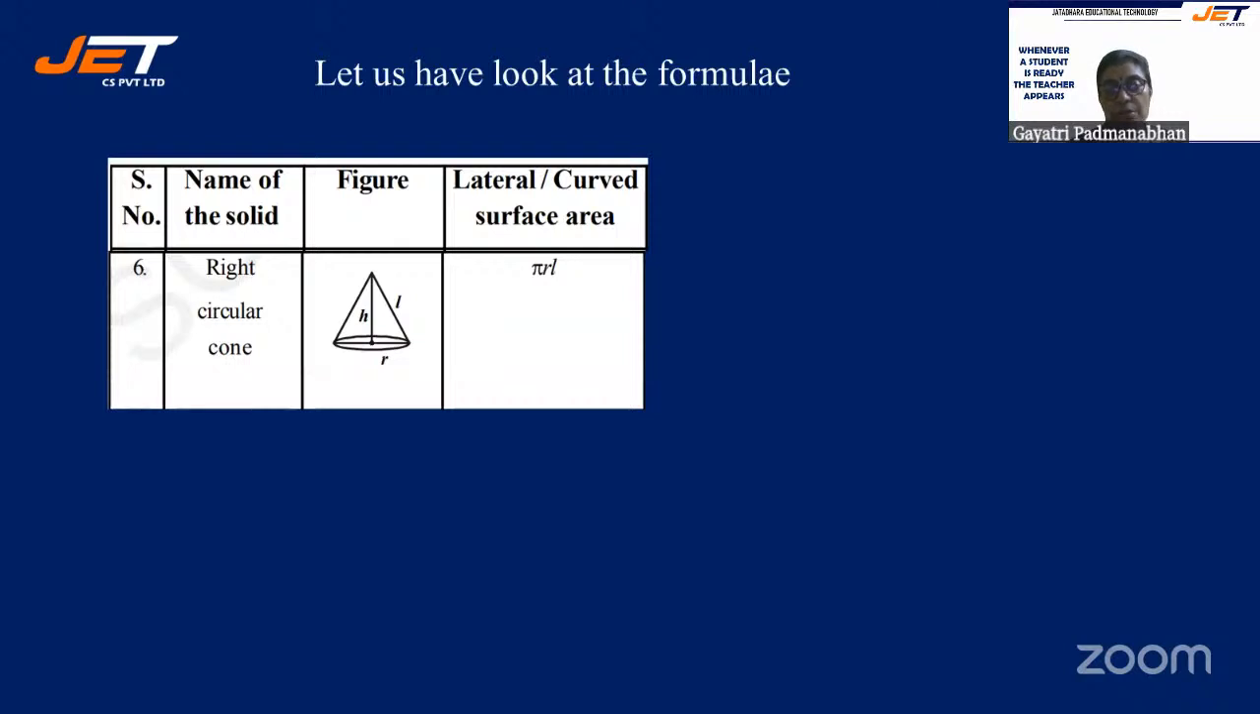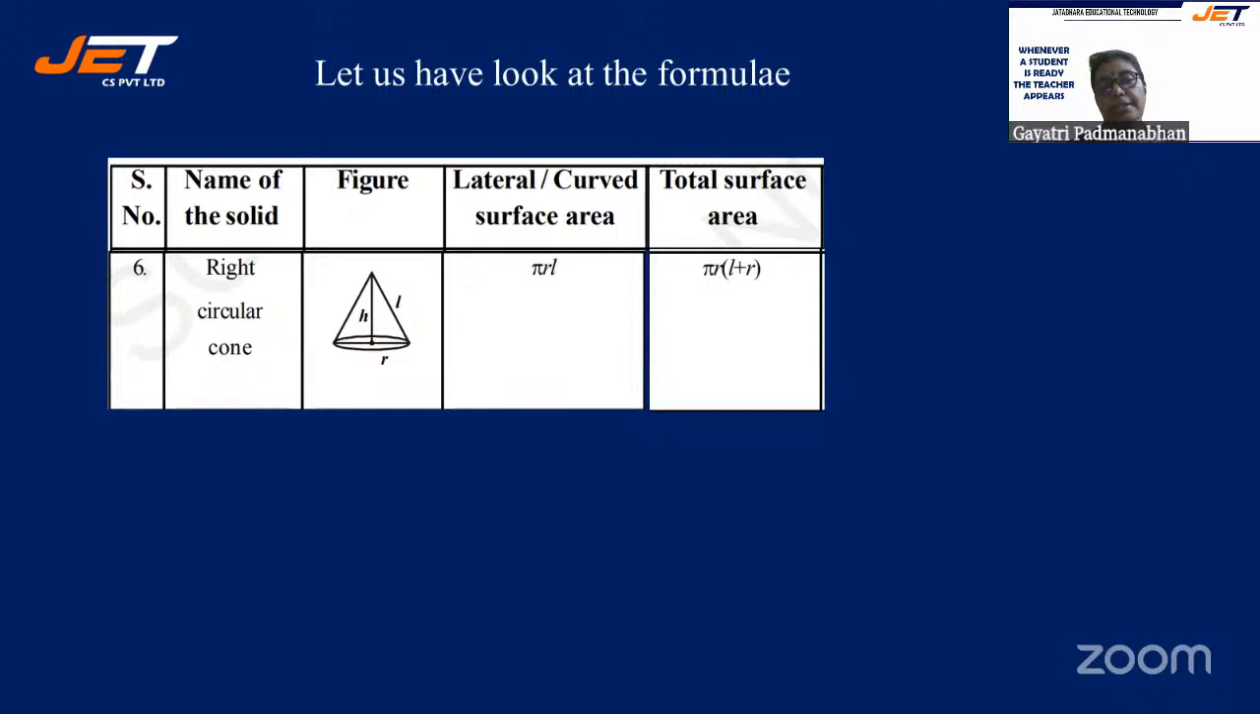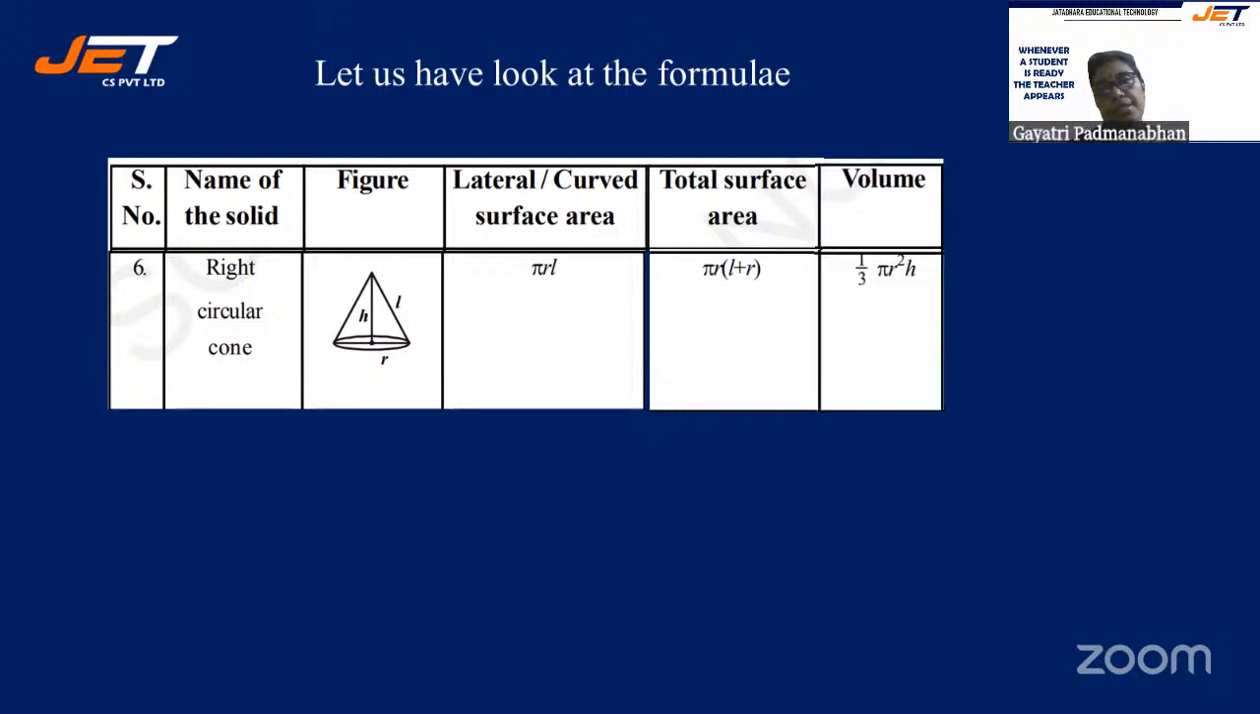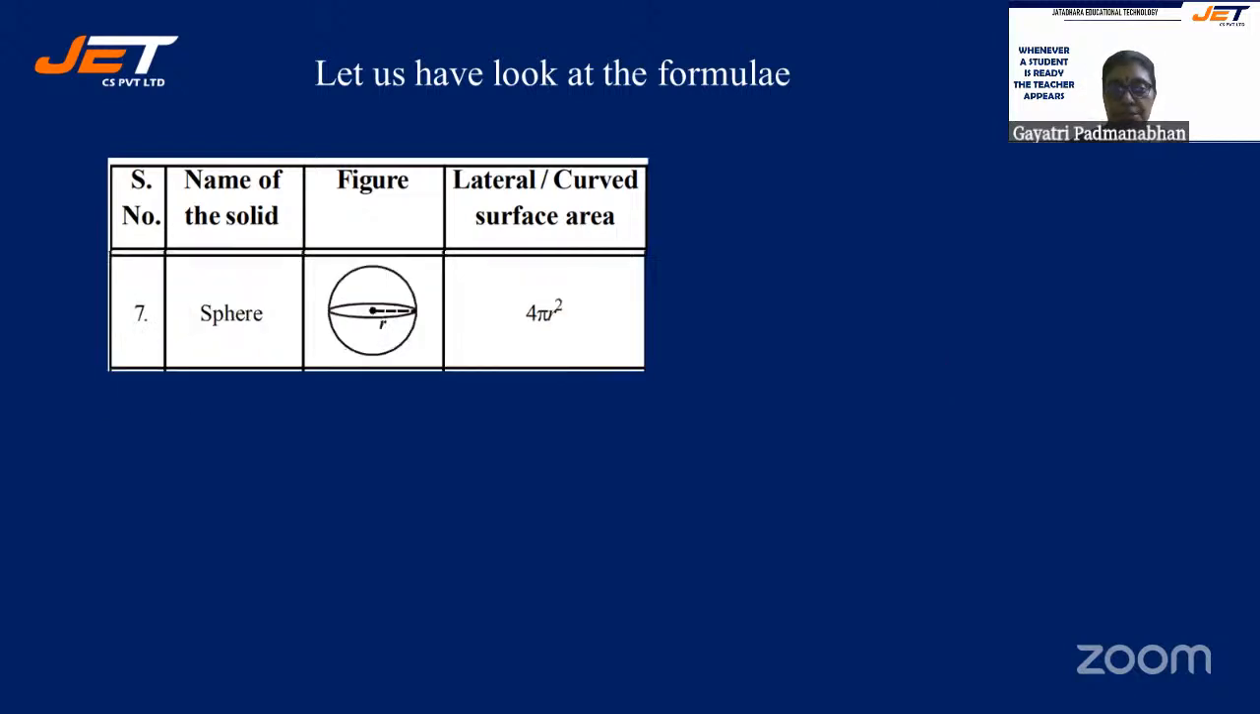Next, we are moving on to the right circular cone, whereby the curved surface area or the lateral surface area is pi r L. The total surface area is pi r into (L plus r). The volume is 1/3 pi r square h.